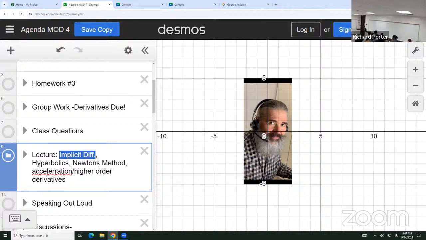Do you understand the difference between implied? So what's happening with implied is we're going to have equations with functions in them. And then we're going to use just the regular rules of derivatives. Implicit differentiation isn't so bad.